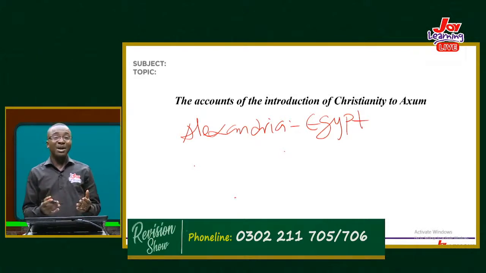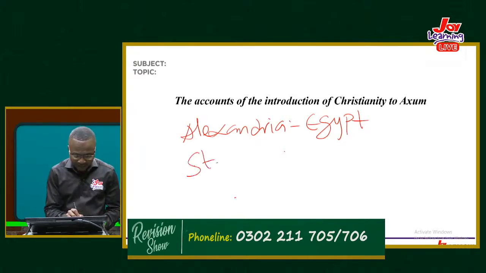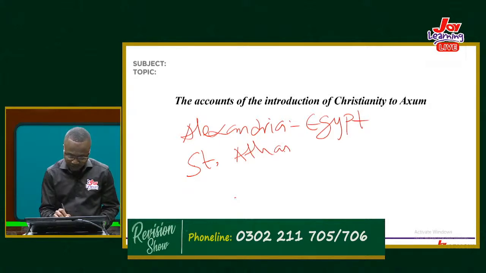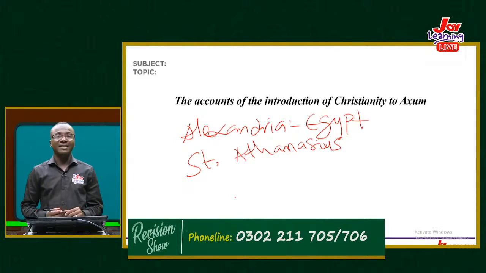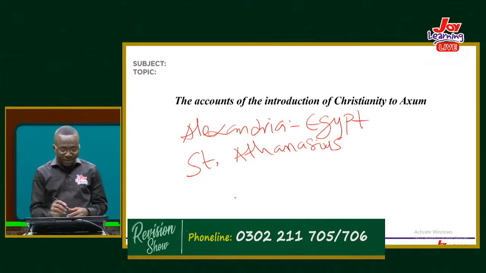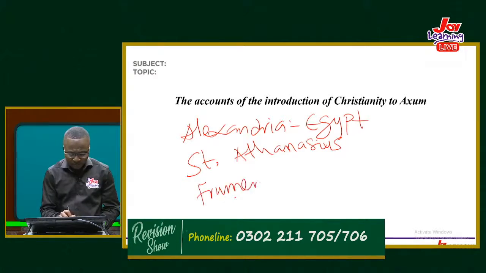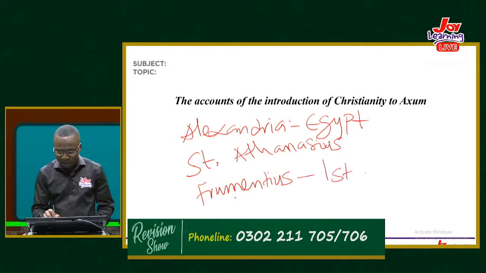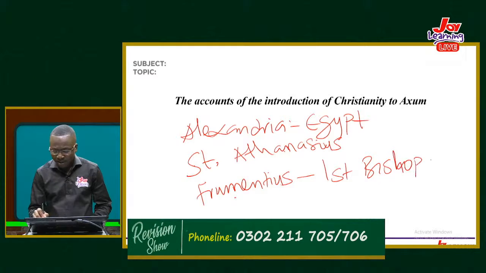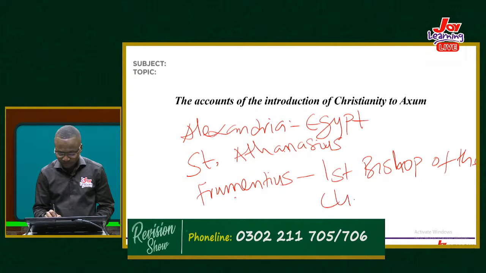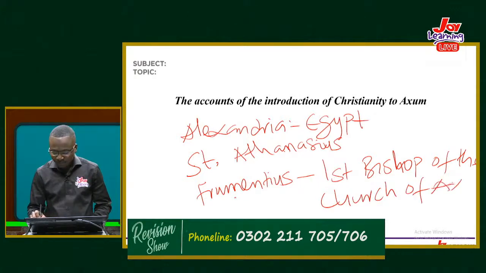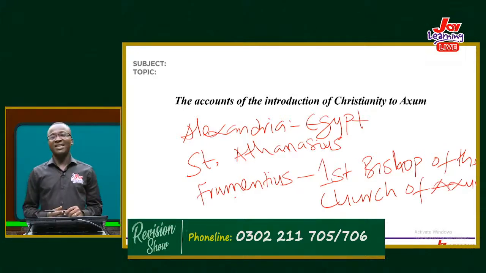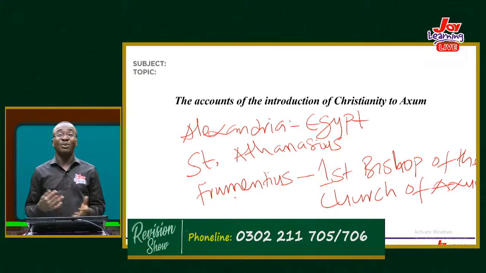All right. So at this point, Frumentius goes to Alexandria in Egypt to recruit a bishop. And then I told you that a patriarch of Christianity in Egypt by name Saint Athanasius decides that Frumentius will rather be made the bishop of the church of Axum. So Frumentius became the first bishop of the Church of Axum. And that was how Christianity got to Axum, and from there on it went on. So in brief, this is how Christianity was introduced to Axum. A calamity turned out to be a blessing.